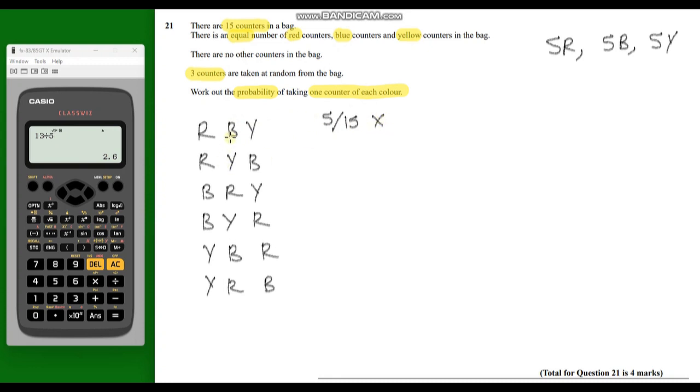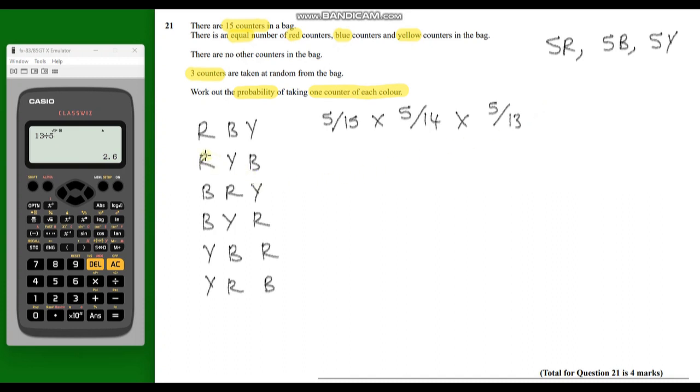So the probability of getting a blue counter, well, there are 5 blue counters, but now there are not 15 counters overall because we've already taken out a red one. There are now only 14 counters. And then to pull out a yellow one, well, there's still 5 yellows because we haven't taken out any yellows yet. So there's still 5 yellows, but now there are only 13 counters.